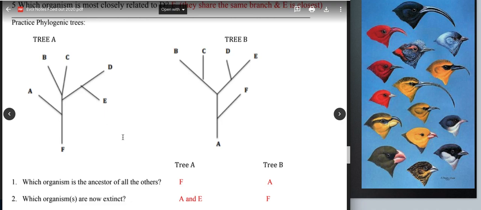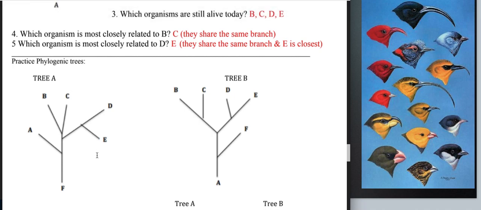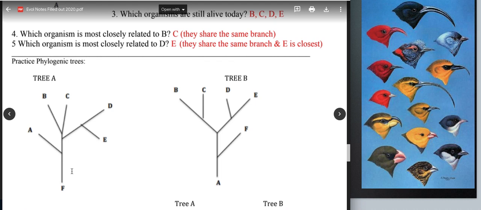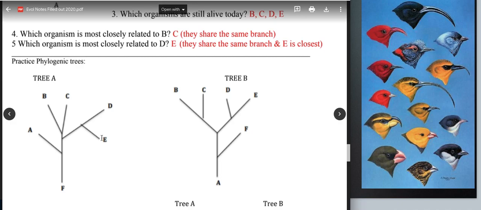So we're going to look at tree A first. Which organism is the ancestor? Well, F is at the bottom, so F is the ancestor of everything else. Which species here, which letters, are extinct? Well, it's the lines that do not reach the top. A is a dead end, it does not reach the top. And notice E, this is E, it also doesn't reach the top, otherwise it'd be up here. So A and E are extinct. B, C, and D reach the top, so they're alive.